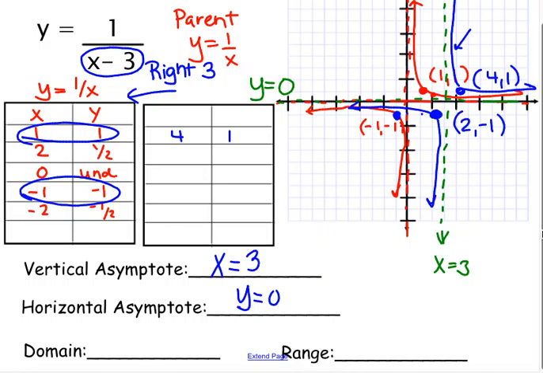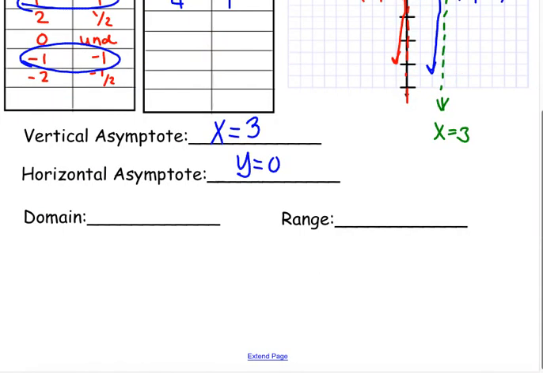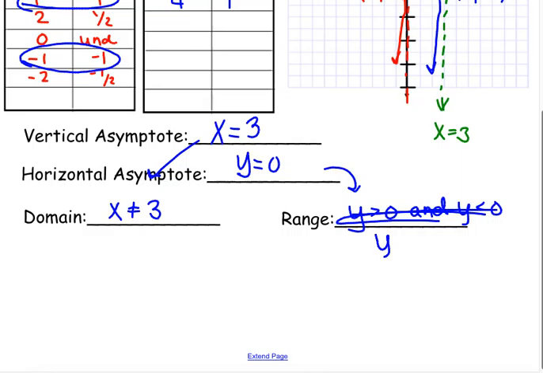Our domain is our restrictions. So that's where your asymptote occurs. So the domain is all real numbers except x cannot be 3. The range is where you have your horizontal asymptote. So it's all real numbers greater than 0 and less than 0, or you can just say, if you want to, y cannot be 0. That's probably a better way.